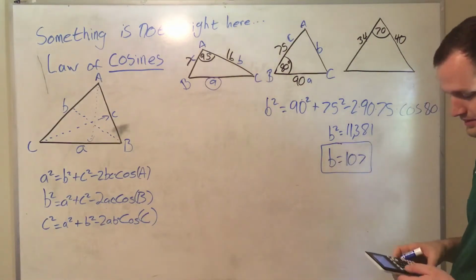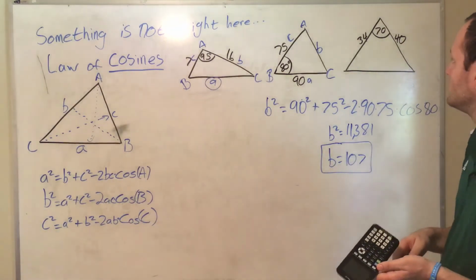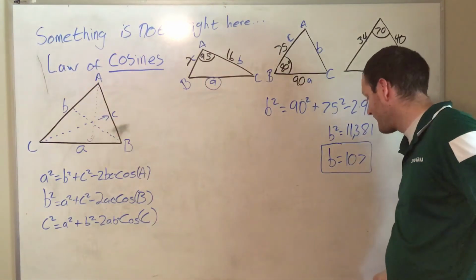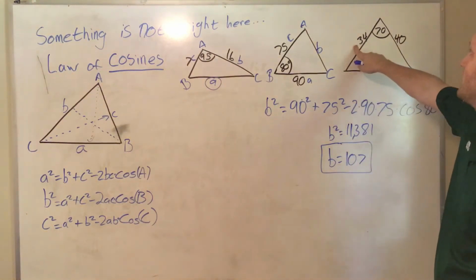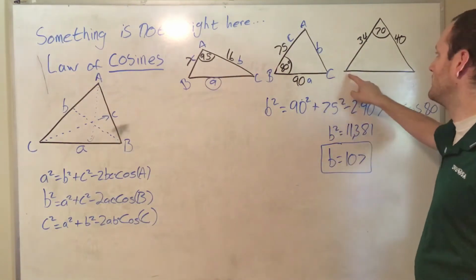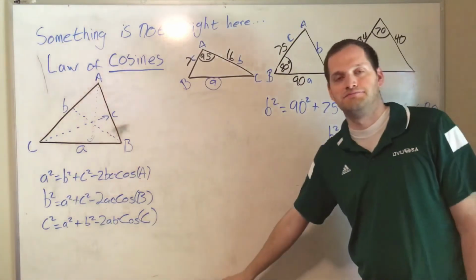There you go. Pause the video and try this one on your own. You have a side length of 34, a side length of 40, and an angle of 70. What would the other side of this triangle be? Go.